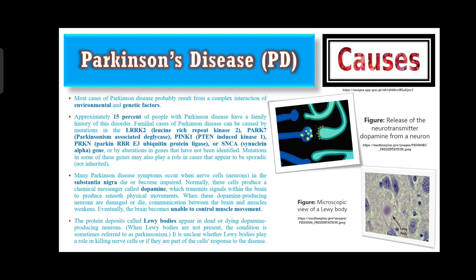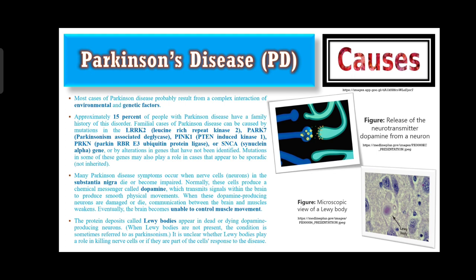The PINK1 gene stands for PTEN induced kinase 1. It makes a protein called PTEN induced putative kinase 1, and this protein is found in cells throughout the body, with the highest level in the heart, muscles and testes. The PRKN gene stands for Parkin RBR E3 ubiquitin protein ligase. It is one of the largest human genes and makes a protein called Parkin. The SNCA gene stands for synuclein alpha. It makes a small protein called alpha-synuclein. Alpha-synuclein is abundant in the brain, and smaller amounts are found in the heart, muscles and other tissues. Mutations in some of these genes may also play a role in cases that appear to be sporadic.